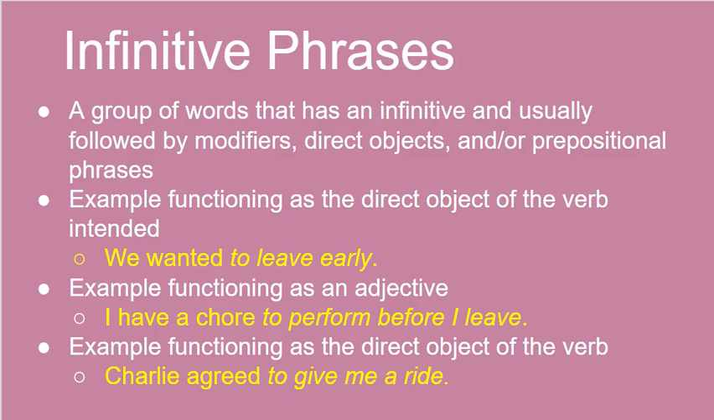The third example is where the infinitive phrase is functioning as the direct object of the verb. Charlie agreed to give me a ride. To give me a ride is the infinitive phrase, and that's the direct object of that verb, agreed. Please pause the video and write down the definition of infinitive phrases and the examples as well.